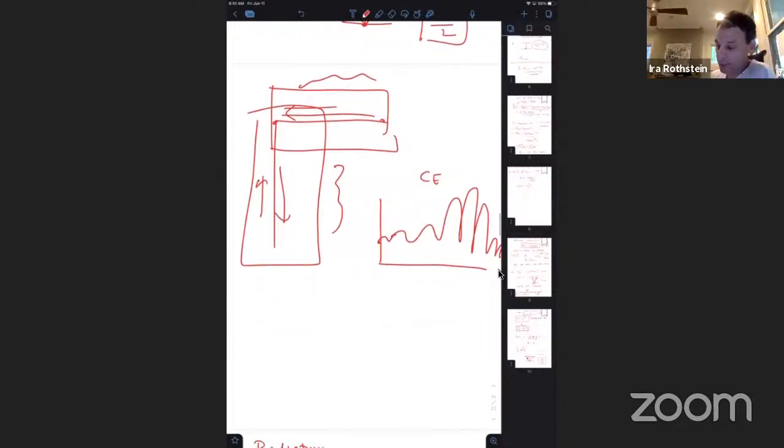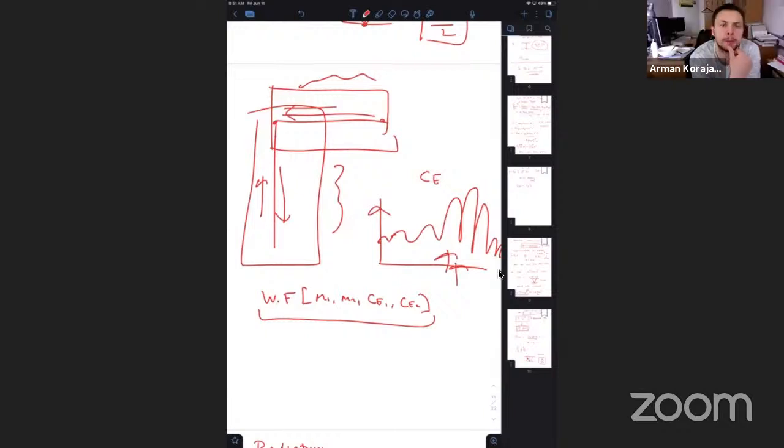So what they do is they come up with these templates, which I think I mentioned in the first lecture, where you consider some waveform, let's call it WF, which is a function of M1, M2, and let's say C1 and C2. And this is going to be some complicated function. Then they scan this parameter space and try to match onto the data, right? So they project it on and see how good the fit is.